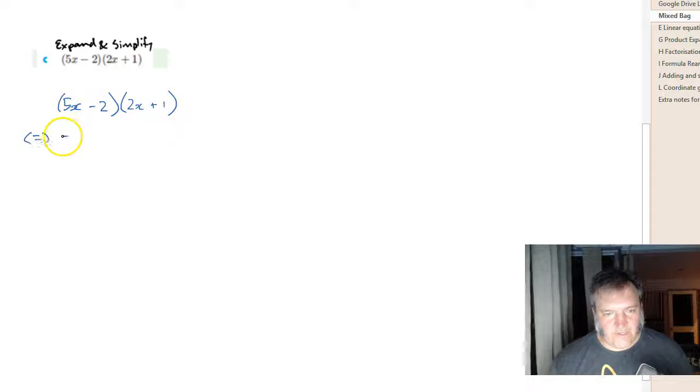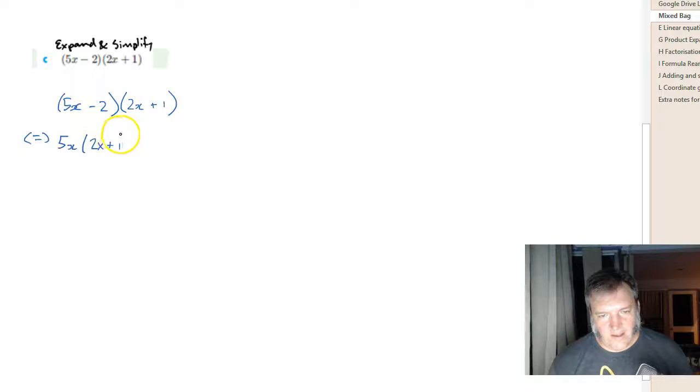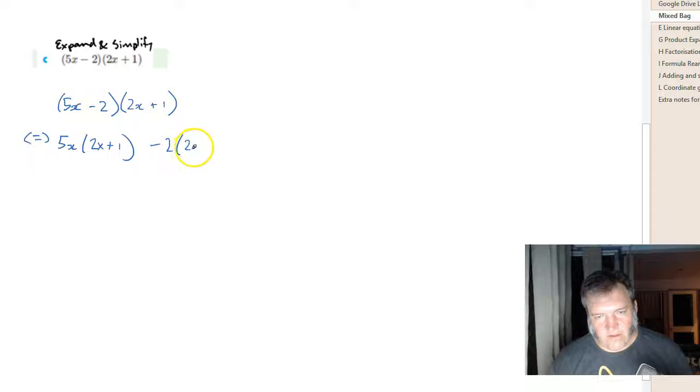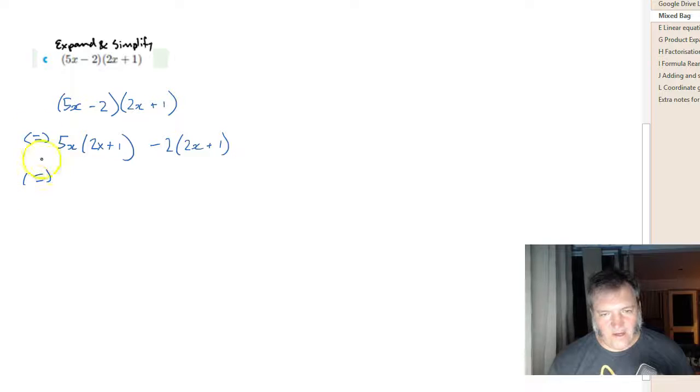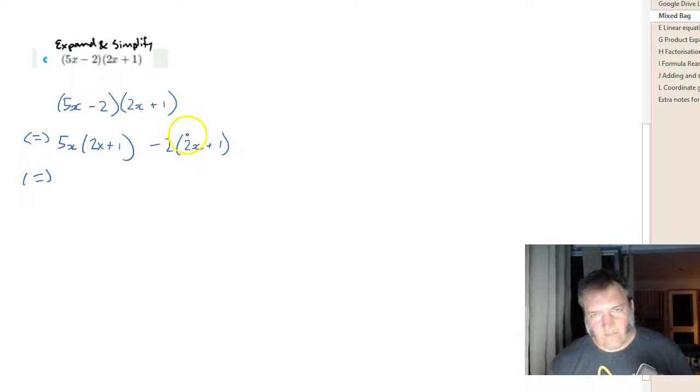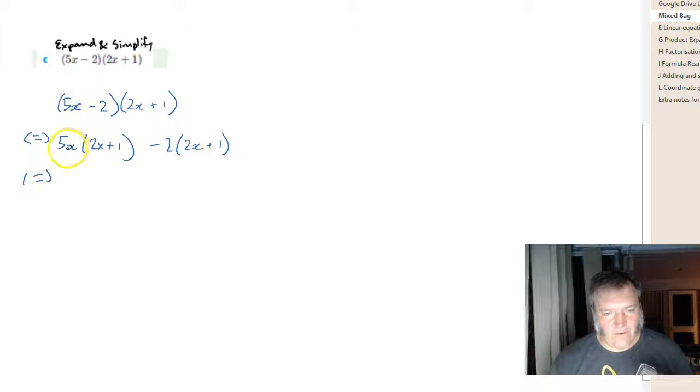The other way, of course, is just to say, well, the 5x needs to multiply the 2x plus 1. And this negative 2 needs to multiply the 2x plus 1. And you can write it either way. I don't really mind. You don't need to put that line in. You can go straight to this next line. I generally won't put that line in, but if it's something that you sometimes mix up, that's a good way of setting out your working. Just take the first term, multiply it by the second bracket. Second term, multiply it by the second bracket. Hard to go wrong that way.